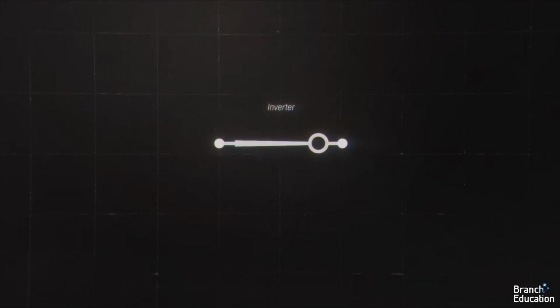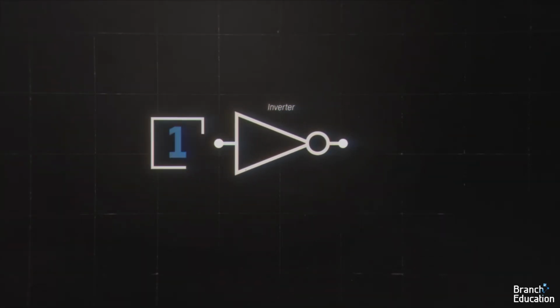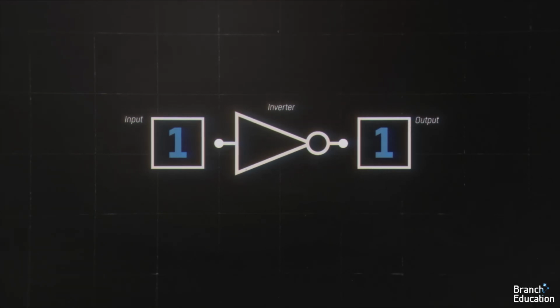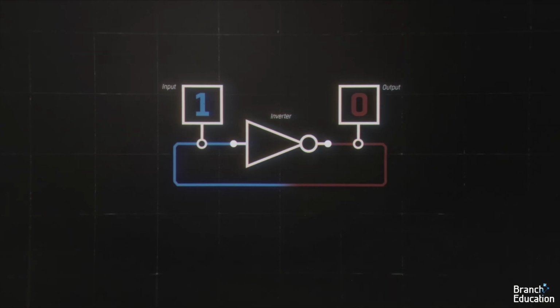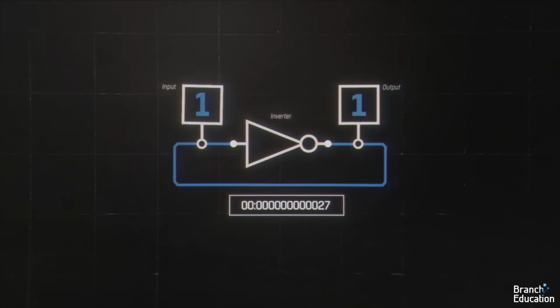An inverter on its own flips the input from a 1 to an output of a 0 and vice versa. However, if we loop an inverter back in on itself, depending on the physical design of the inverter, the output will continuously flip between 1 and 0, a few picoseconds per cycle.